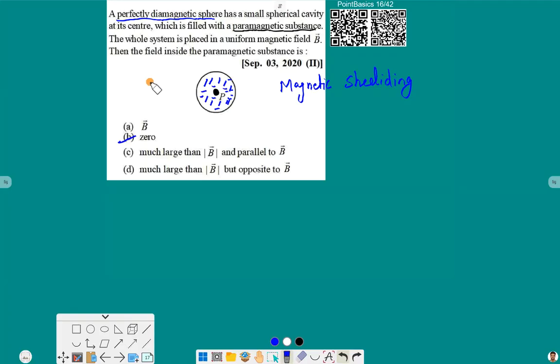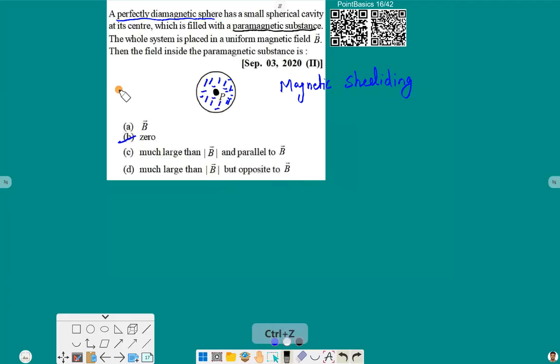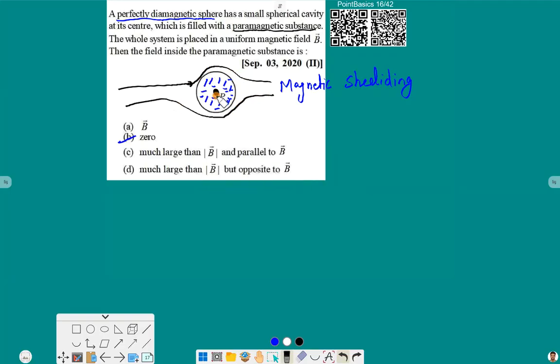So if there are some magnetic field lines, they will not be able to penetrate due to this diamagnetic material. So they will go around the outside, something like this. So it will work as a magnetic shielding, and the inside field will be 0. Now let's move to the next one.